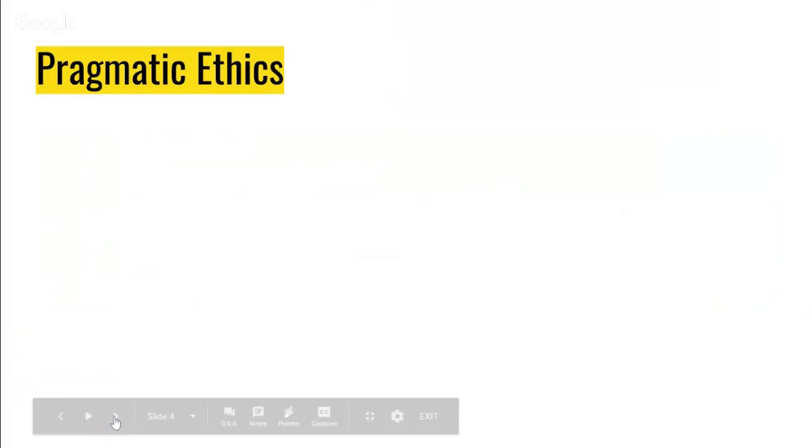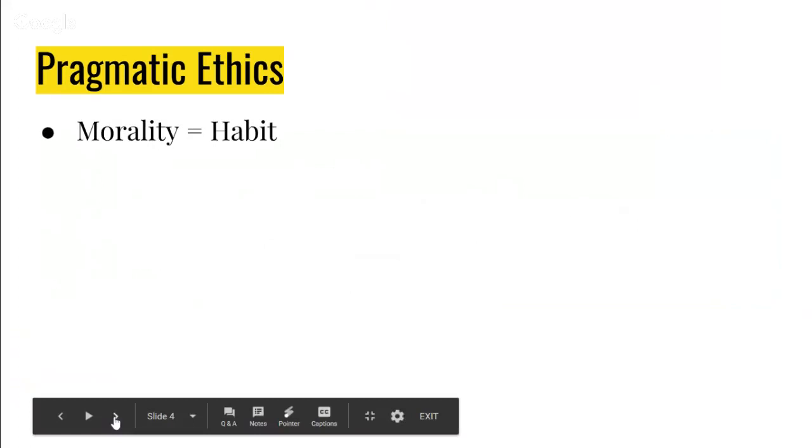Okay, so we have some tenets of pragmatic ethics here. Morality is a habit, right? And here's a little scenario to help you understand this. Let's say we've got two people, Susan and Robin, and they are walking down the street and John trips on the sidewalk, right? So Susan reaches down to help him and Robin just keeps on walking by.